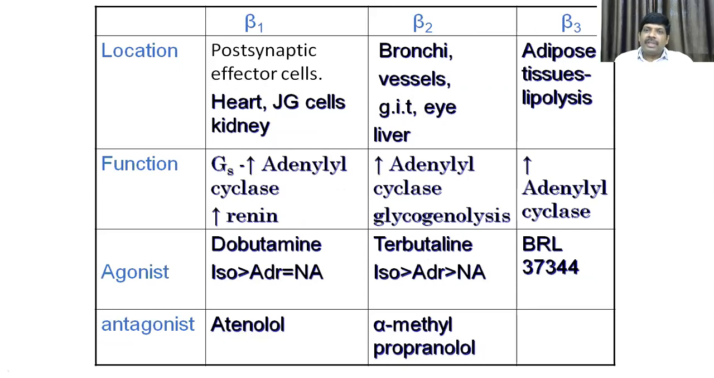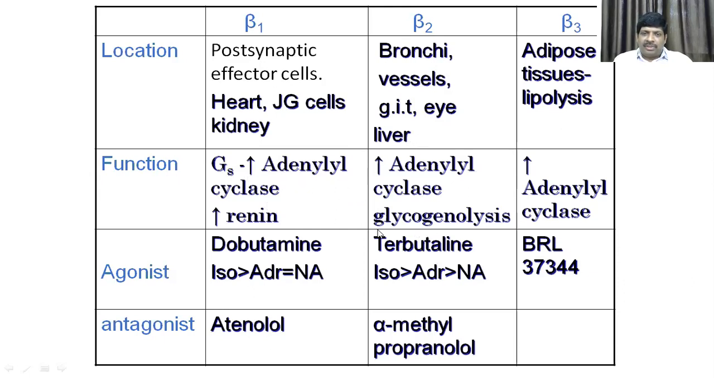Next, coming to the beta receptor. Beta 1, beta 2 and beta 3 receptors. Beta 1 and beta 2 are most important. Beta 3 are present in adipose tissue. They act by increase in adenylyl cyclase. In fact, all the beta receptors act through only one type, that is Gs type, the increase in adenylyl cyclase pathway. Beta 1 receptors are present post-synaptically on effector cells: heart, juxtaglomerular cells and kidney. Whereas beta 2 act on bronchi, vessels, GIT, and liver.